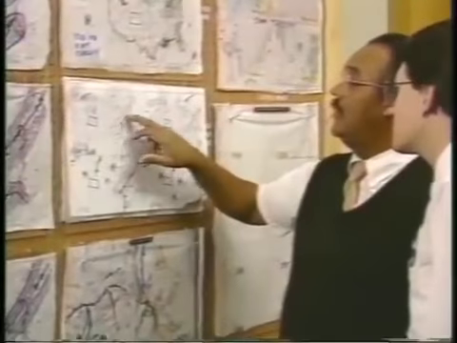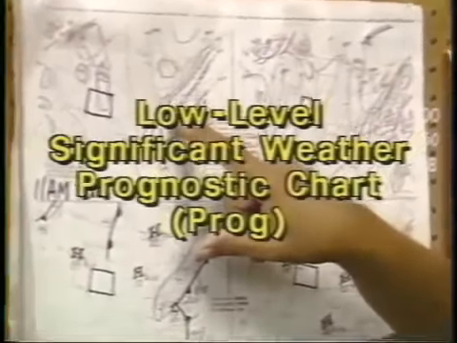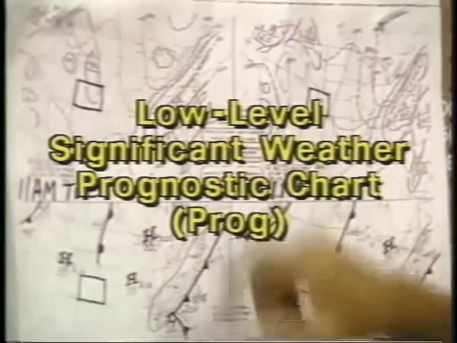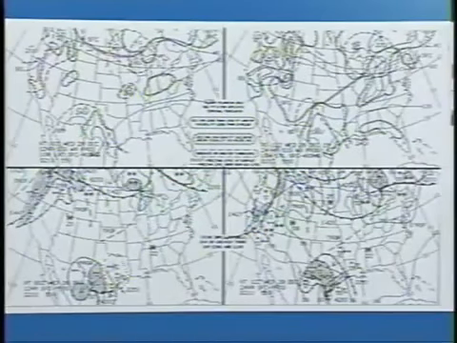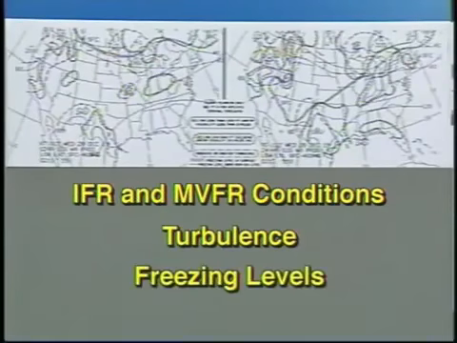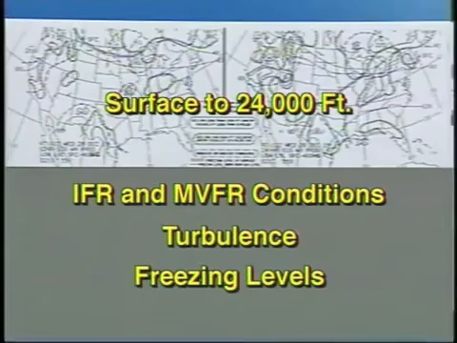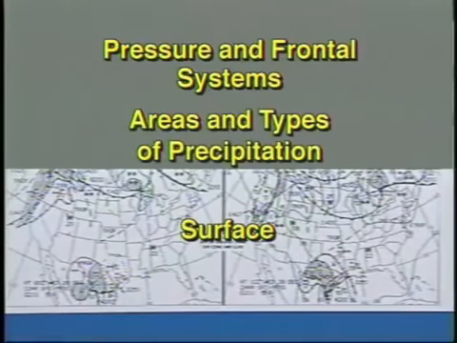The charts we have seen so far in this program have all depicted observed weather conditions. Other charts, including the Low-Level Significant Weather Prognostic, or PROG chart, offer a forecast of future weather. PROG charts are divided into 4 panels. The top 2 contain 12 and 24-hour forecasts of IFR and marginal VFR conditions, turbulence, and freezing levels. These 2 panels forecast the weather from the surface through approximately 24,000 feet. The bottom 2 panels forecast the location of pressure and frontal systems, as well as the areas and types of precipitation on the surface itself.